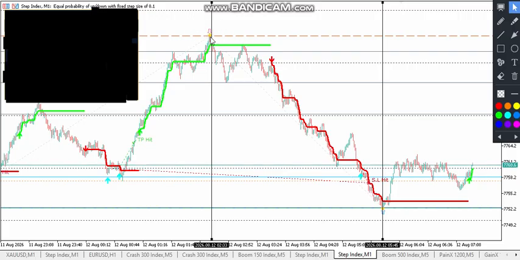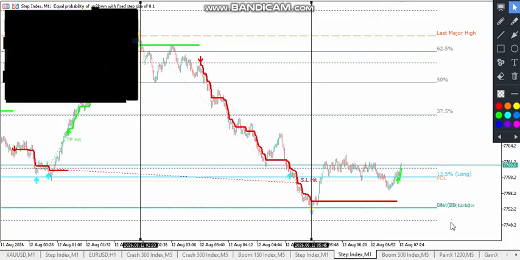We have the higher high and the lower low. So as we can see here, we have our last major high at this particular level. We have our last major low at this particular level. So it helps us to understand the trend of the market. And for you to make the combination of this indicator, you have to understand how it works.